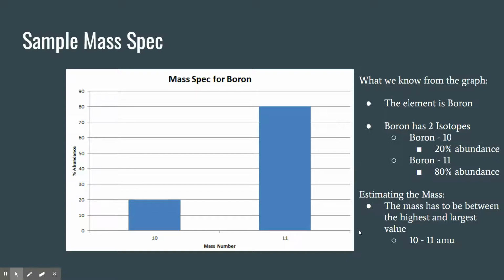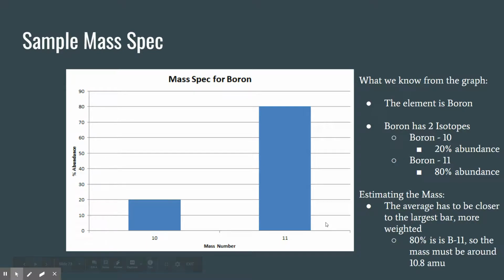Here's what I know. The mass has to be between the highest value and the lowest value. Sorry, that's supposed to say lowest value. So I know that it's got to be between 10 and 11. But this is a weighted average, which means the percent is important. And there's more 11 than there is 10. So I know that it's closer to 11. Matter of fact, I know that because 11 is 80% and 10 is 20%, that it is 80% of the way to 11. So I can estimate this pretty well at 10.8.